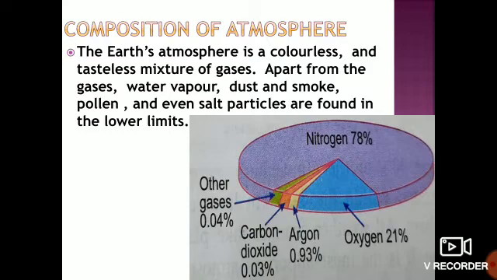This is the composition of the atmosphere. Earth's atmosphere is a colorless and tasteless mixture of gases. Apart from the gases, there are water vapor, dust, smoke, and pollen. Pollen means a powder which is produced by the trees, plants, and flowers. Some persons are allergic to pollen, meaning their immune system gets weak, and even salt particles are found in the lower limits. So 78% nitrogen, 21% oxygen, 0.93% argon gas, 0.03% carbon dioxide gas, and 0.04% other gases. So this is the composition of the atmosphere.